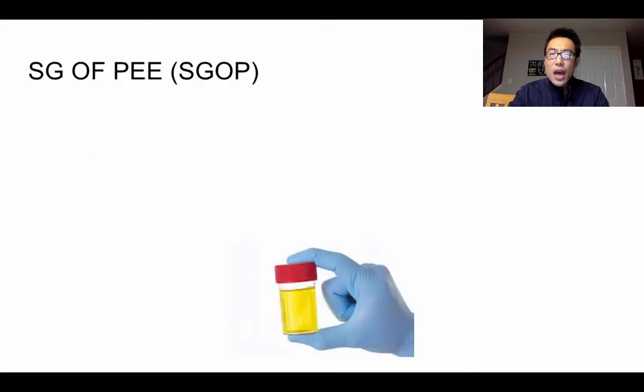Now, SG of P, or the specific gravity of your pee, or the gravity of the situation of your urine. When you go to the doctor or when you get your urine analyzed, they look for very specific things. The specific gravity of urine is slightly above water. It ranges from 1.001 to about 1.035.